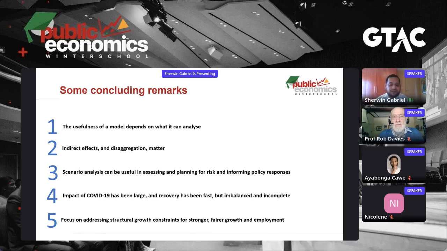The longer the drag on economic growth, the higher the risk of permanent damage. There has been some scope for temporary government support to help provide emergency relief to vulnerable groups, but we should not forget to focus on addressing structural growth constraints for stronger, fairer growth and jobs. The recent growth is welcome, but we do run the risk of hitting pre-pandemic speed limits.